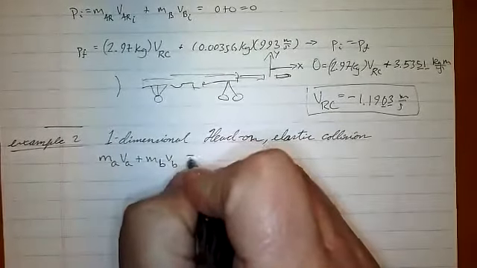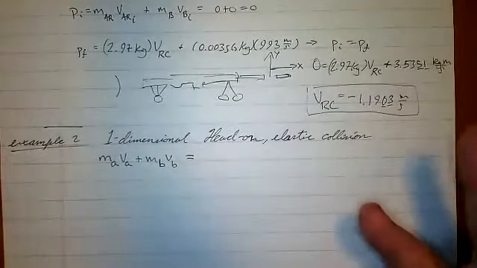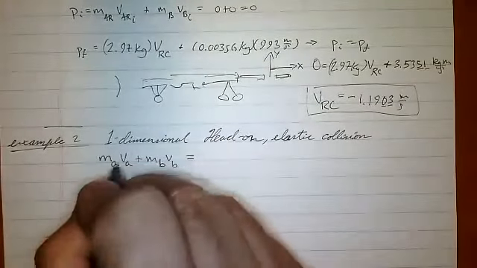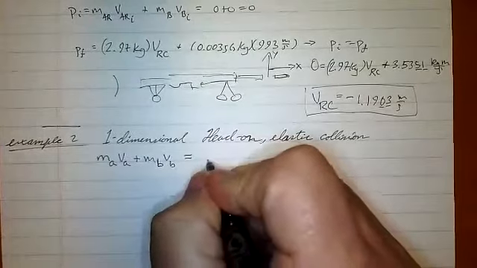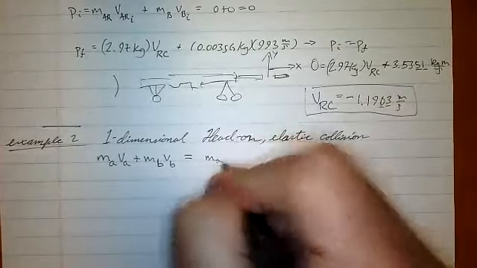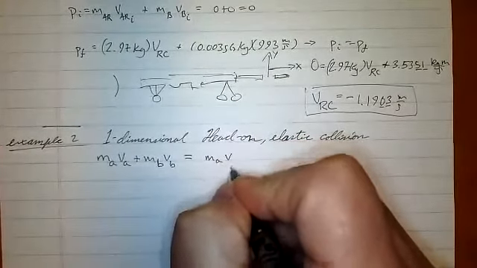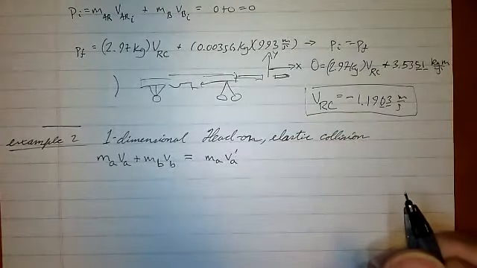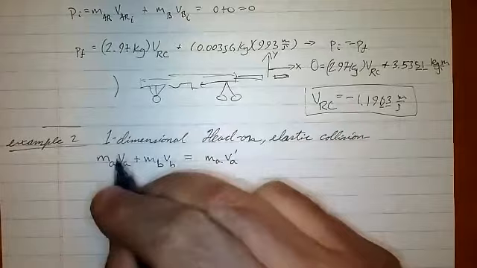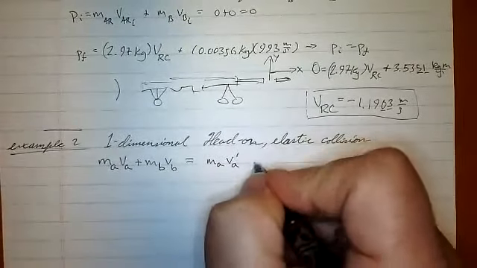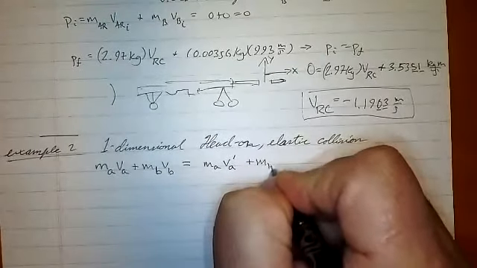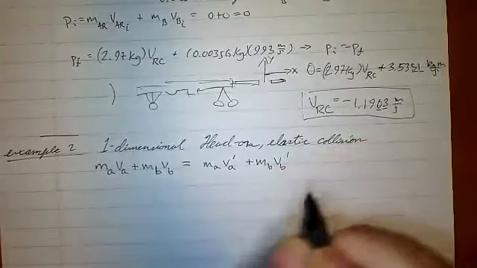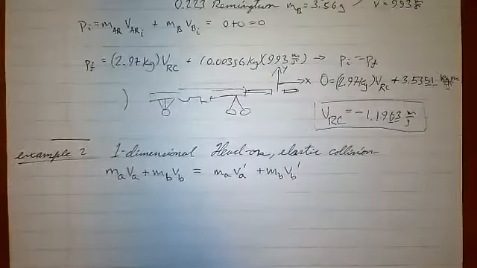Now, if momentum is conserved, which means the net force on the system is 0, then this has to be equal to the final momentum. So that final momentum would be mass of A times what I'm going to call VA prime. The prime indicates the final velocity, and that's the only difference between the two. Plus, I'll have a mass B times the final velocity B. Now, this is an equation.